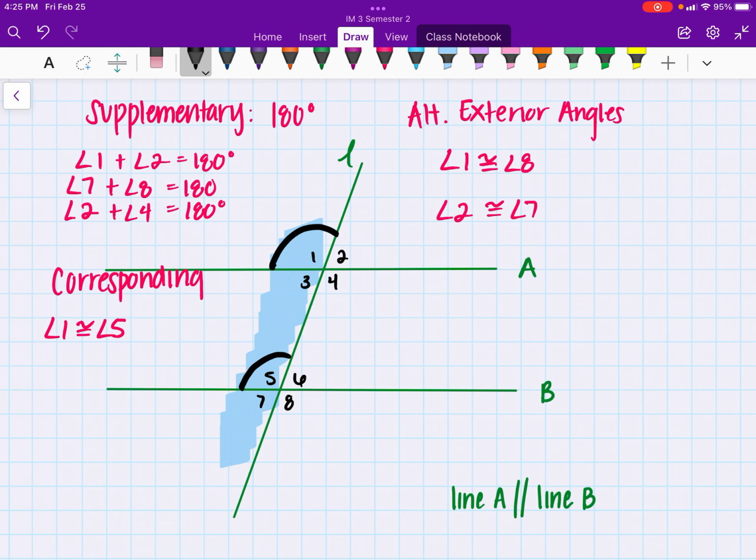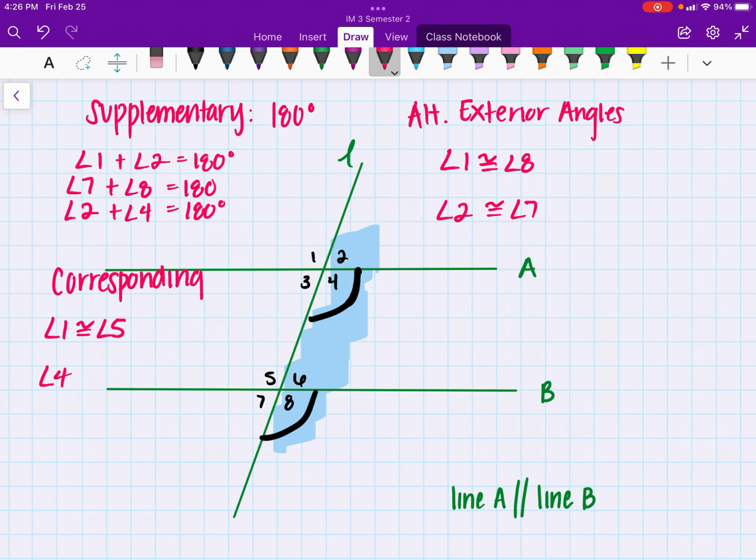I could say the same thing about angle 3 and angle 7. And I could also say the same thing on the ones on the other side. So let me do one on the other side, which in this case, let's say I want to do 4. The corresponding angle to 4 would be 8. So let's say angle 4 is congruent to angle 8.